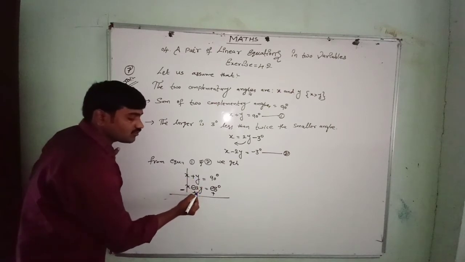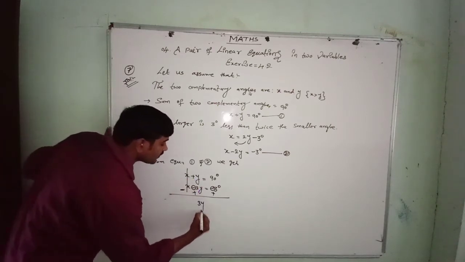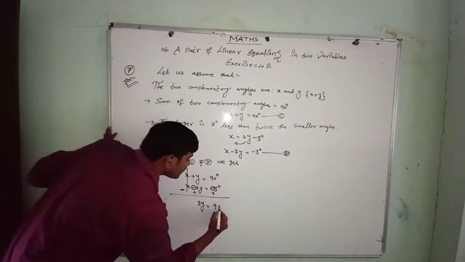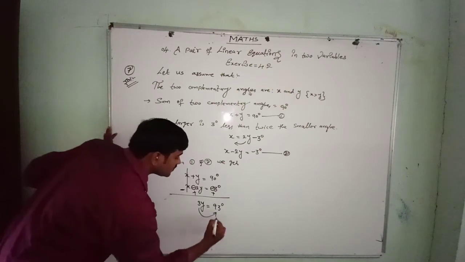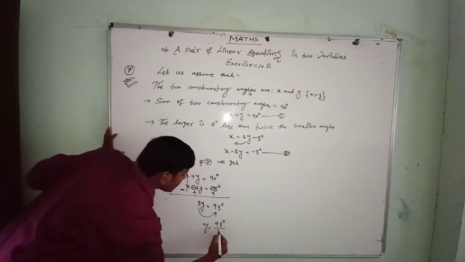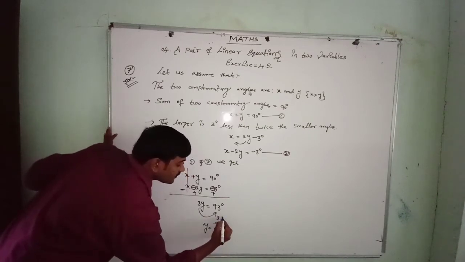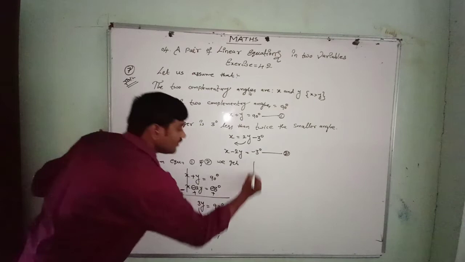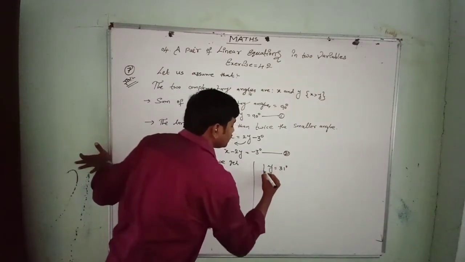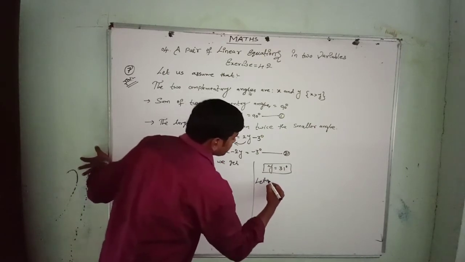Here 1y, here 2y. 1y plus 2y is plus 2y now. This becomes 3y. 3y equals 90 degrees plus 3 degrees, that is 93 degrees. This 3 degrees you transfer this side. y equals 93 degrees by 3. 3 ones are 3, 3 threes are 9, and 3 ones are 3. That is y equals 31 degrees.